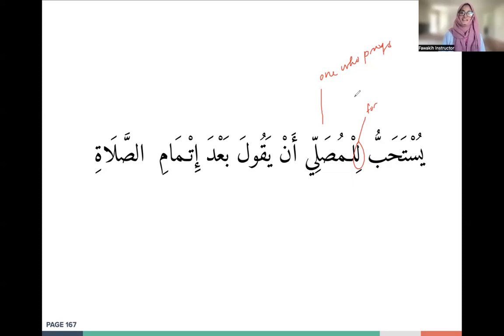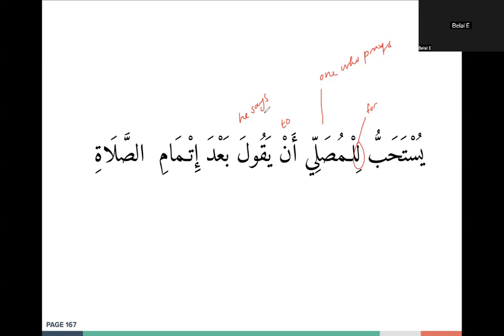But you must have heard this a lot if you go to the masjid. Okay, so yustahabu lil musalli, and then أن يقول بعد إتمام الصلاة. Yaqula, so that he says. It's kind of like saying "to," like if I say أحب أن أقرأ, I like to read. Yaqula is masculine because of the ya, and basically means he says. It's present tense.